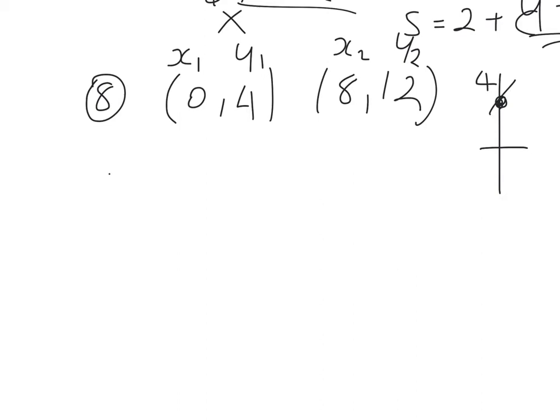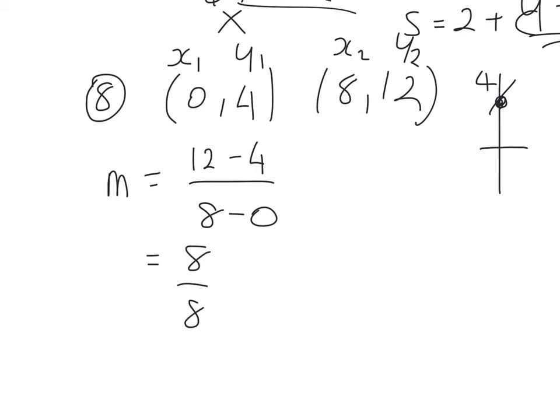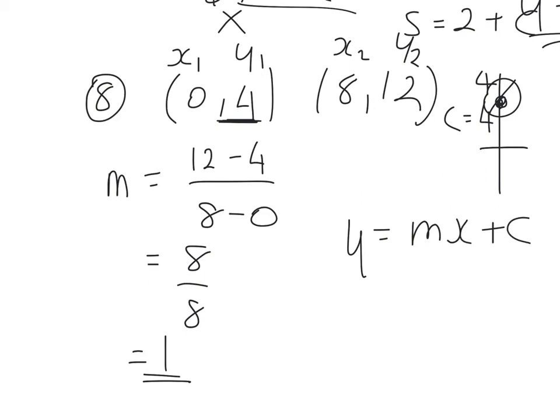Okay, so the gradient is 12 minus 4 over 8 minus 0. That's 8 over 8, and the gradient is equal to 1. This is my y-intercept, so 0, 4 passes through the y-axis at 4. c is equal to 4. So it's y equals mx plus c. The gradient is 1, the y-intercept is 4. That's 1x plus 4, y equals x plus 4, final answer.